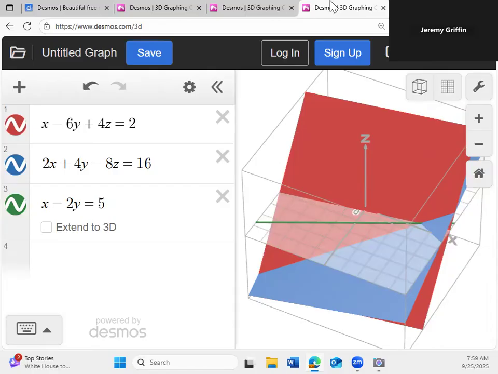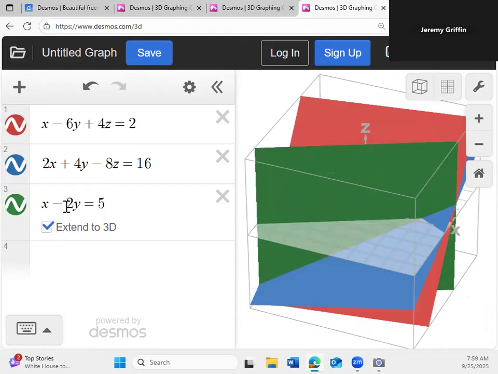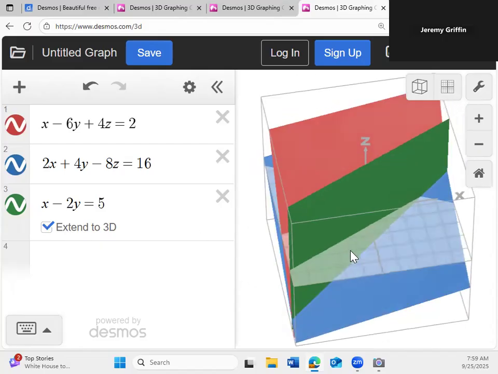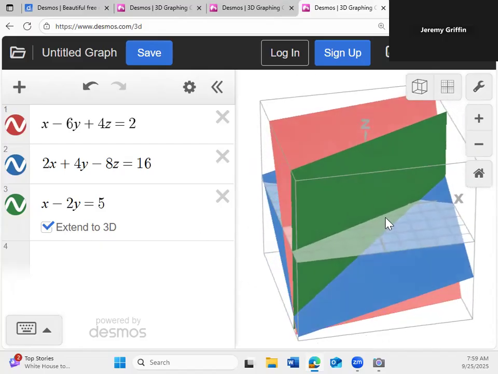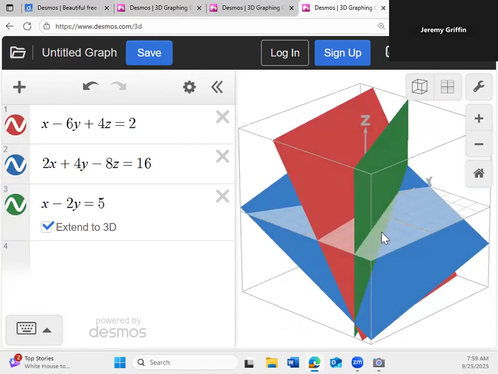Number six. Okay, you guys are looking at it right now. I did want to point out that one of your equations in number six didn't actually have the z, so you have to click this box that says extend to 3D, because z could be anything. Could z be 0 or 5 or 10 or negative 100? Yeah, it could be anything. So by checking this box, that allows for z to be anything. And you see that the green plane that popped up is parallel to the z-axis, right?